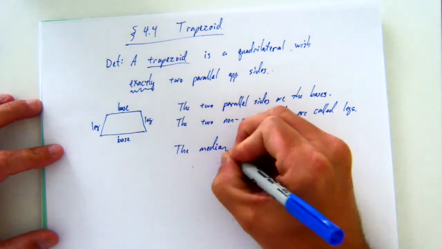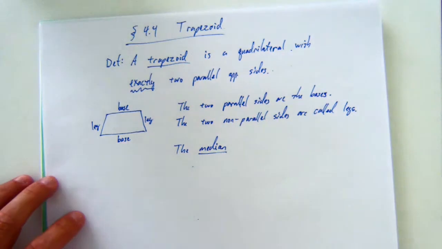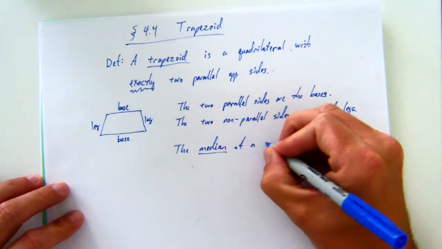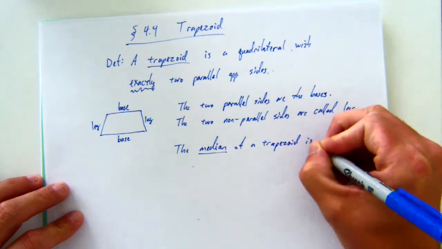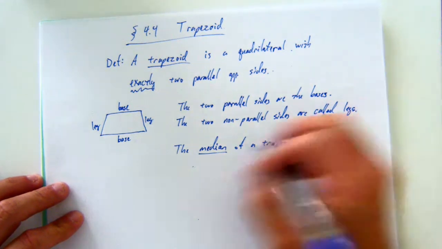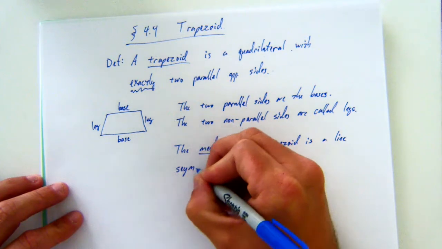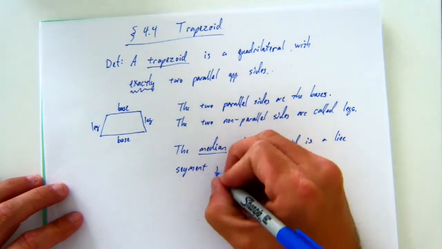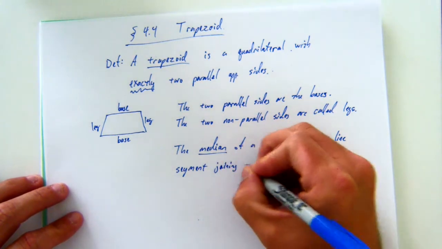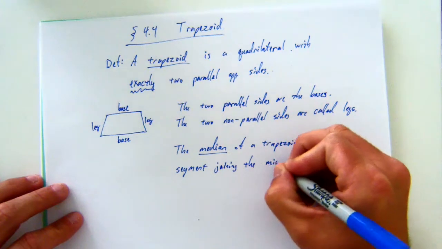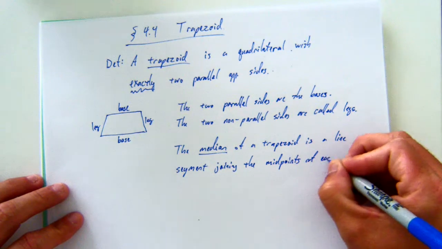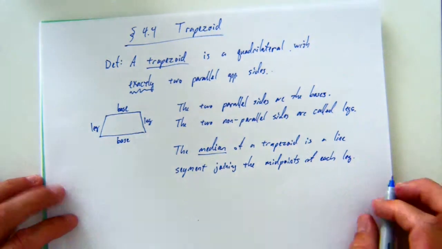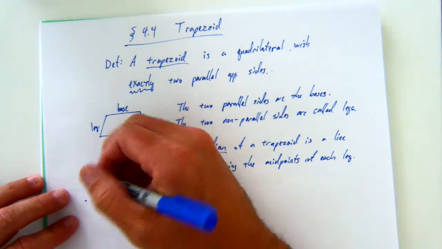The median of a trapezoid is a line segment joining the midpoints of each leg. So let's look at an example here.